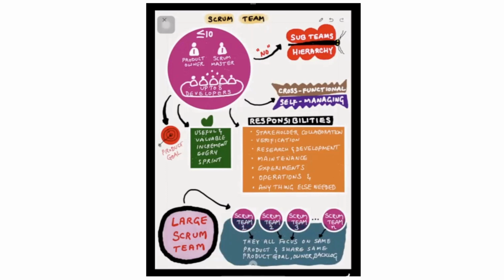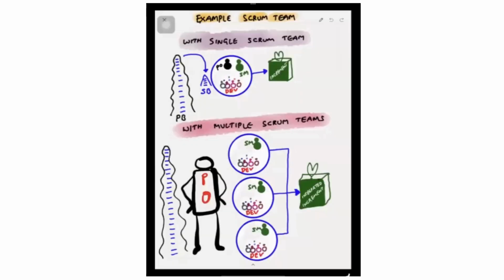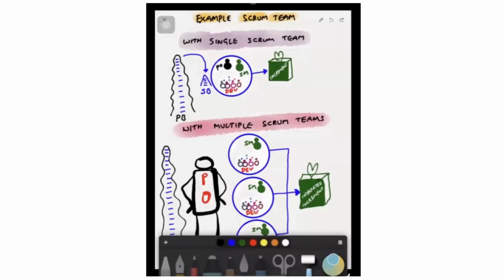So all these teams will be working on the same product, and they share the same product owner, the same product goal, and the same product backlog. So let's look at what a single Scrum team looks like and what multiple Scrum teams look like. If you look at this picture, there is a single Scrum team where you can find a product owner, a Scrum Master, and up to 8 developers.